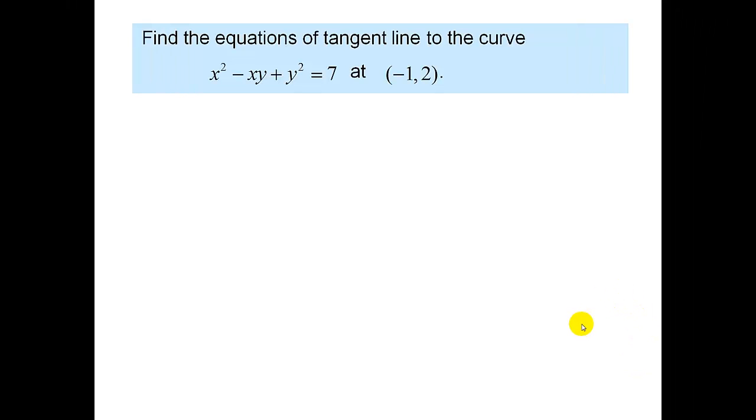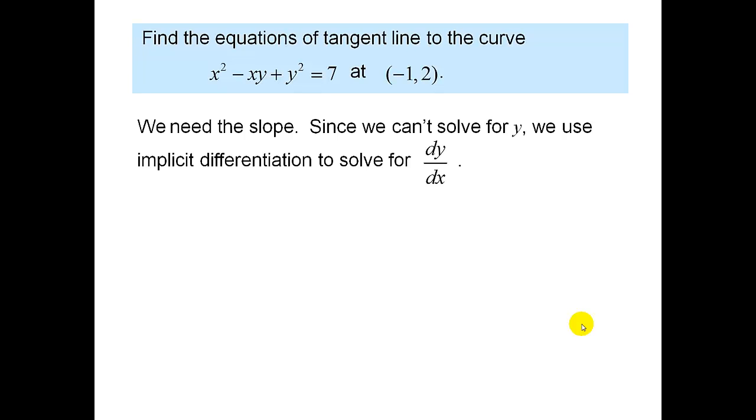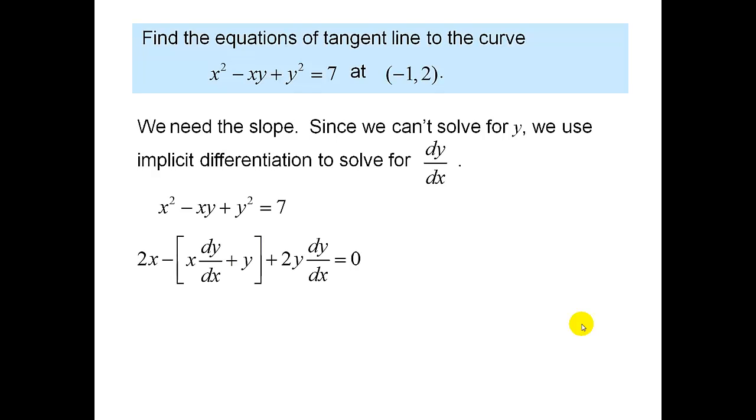So let's find the equation of the tangent line to the curve x squared minus xy plus y squared equals 7 at the point negative 1, 2. Well, we're going to need the slope. Since we can't solve for y, we're going to have to use implicit differentiation there to find the slope. So we're going to differentiate each of those terms with respect to x. And note that we've got to differentiate this x times y using the product rule. So it's using the traditional method, it's the first times the derivative of the second plus the second times the derivative of the first. You can use the method that I showed you as well.